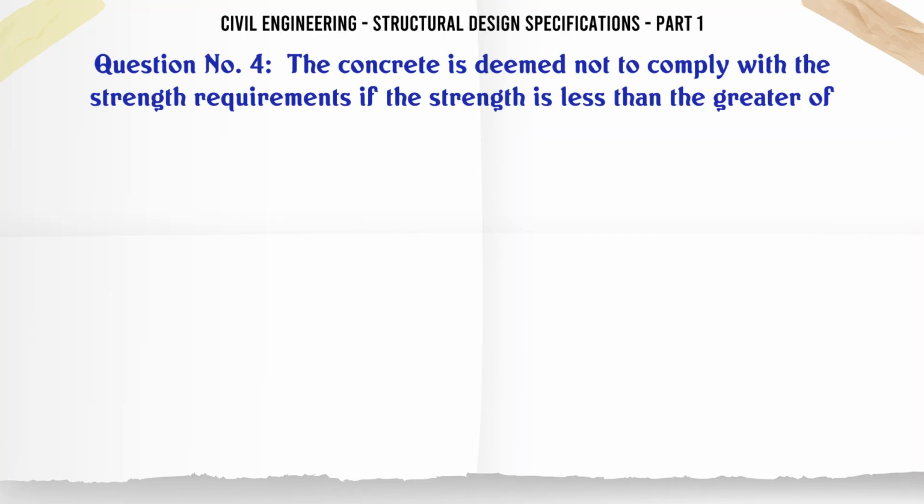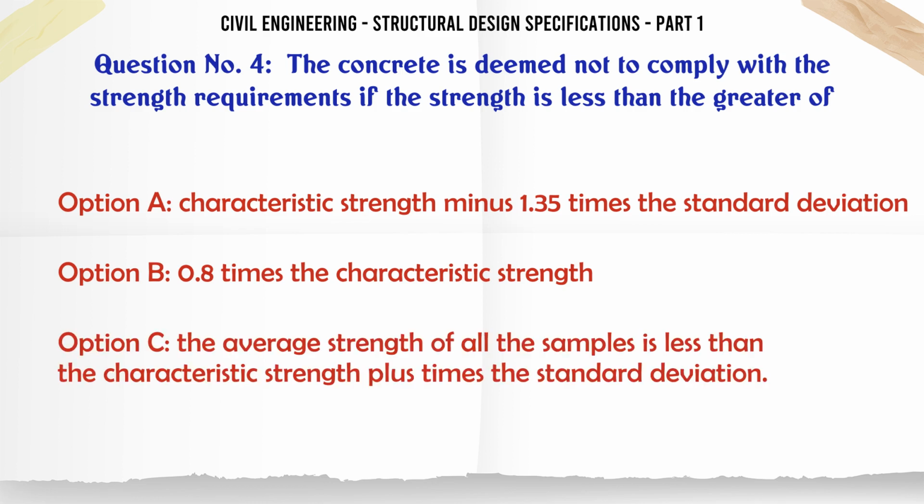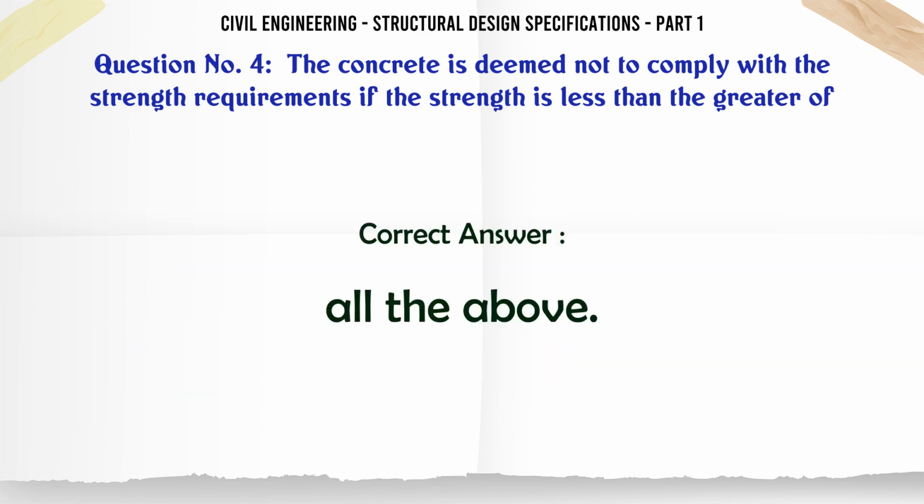The concrete is deemed not to comply with the strength requirements if the strength is less than the greater of: A. Characteristic strength minus 1.35 times the standard deviation, B. 0.8 times the characteristic strength, C. The average strength of all the samples is less than the characteristic strength plus times the standard deviation, D. All the above. The correct answer is all the above.